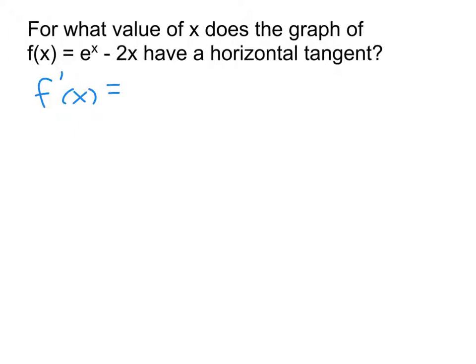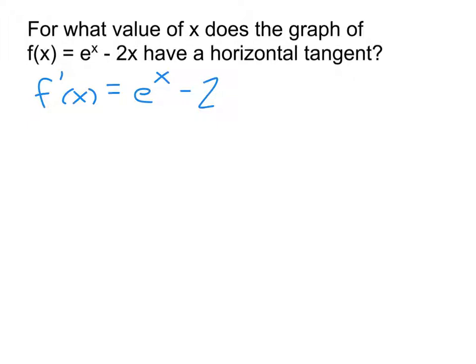Well, hopefully finding the derivative of f of x is fairly straightforward here, because the derivative of e to the x is e to the x. And then the derivative of 2x is 2. So f prime of x equals e to the x minus 2.